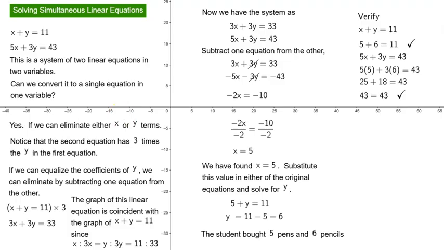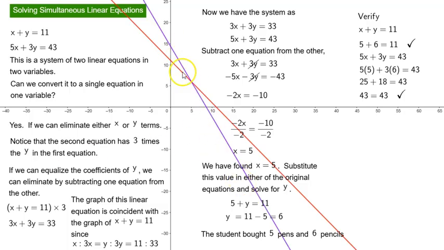Now let's look at it graphically. x plus y equal to 11. If we graph it, we get this line. And 5x plus 3y equal to 43. The graph is this line. Now what is the intersection point? It is this, which is nothing but 5, 6, which is what we had, 5 and 6. So we have solved this system of linear equations algebraically and graphically as well.